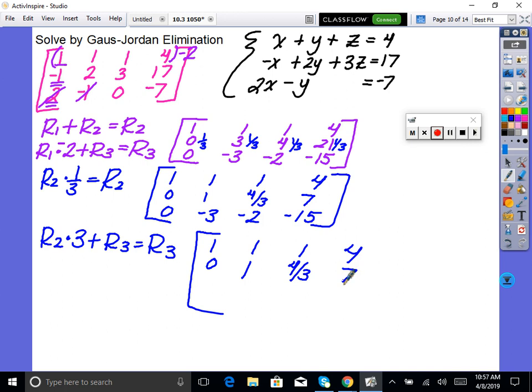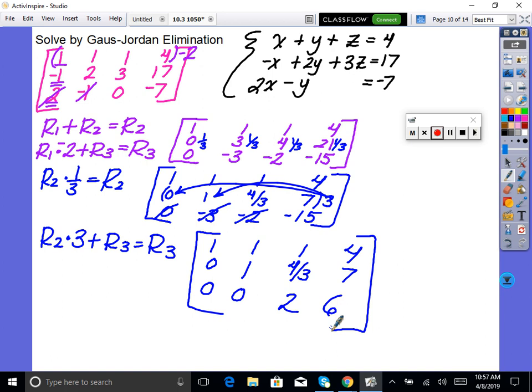Okay, so now here we go. Look, it's actually going to come out nice and pretty. If we times all this stuff by 3, isn't that what we're doing? So look, 3 times 0 is 0. 0 plus 0 is still 0. 3 times 1 is 3. 3 minus 3 is 0. Then look, 3 times 4 thirds, the 3's cancel out. That's just 4. 4 minus 2, 2. And then that would be 3 times 7 is 21, minus 15 is 6.